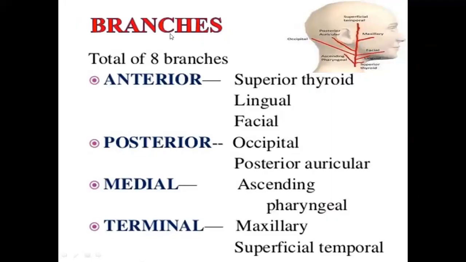So what are the branches? It has 8 branches. Anteriorly, it has 3 branches. This is the superior thyroid artery, this is the lingual artery, and this is the facial artery. We'll discuss every artery in detail.